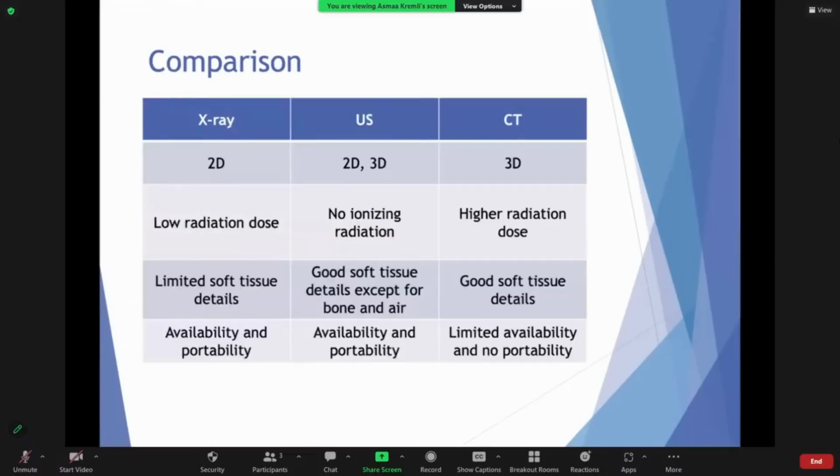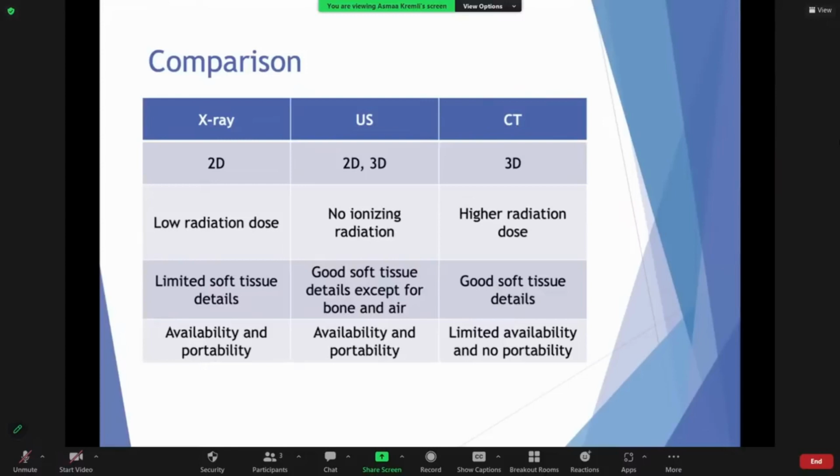Now I will talk about a comparison between each of the three modalities that I talked about. As we said, X-ray is two-dimensional. Ultrasound can be two-dimensional or three-dimensional, the latter used mainly in obstetrics. And the CT is three-dimensional. The X-rays use a low radiation dose, while ultrasound has no ionizing radiation. And the CT has a higher radiation dose.